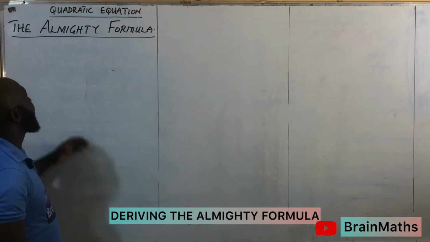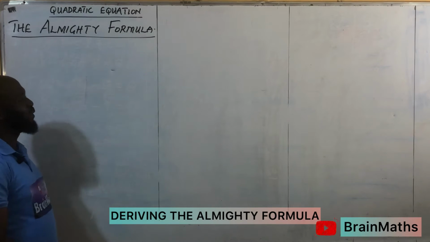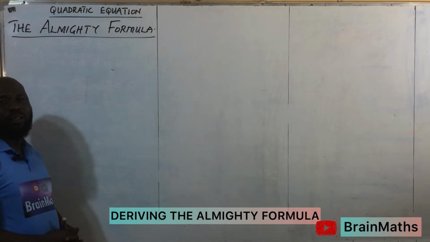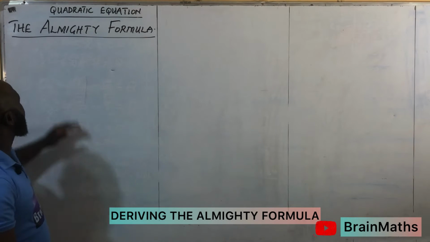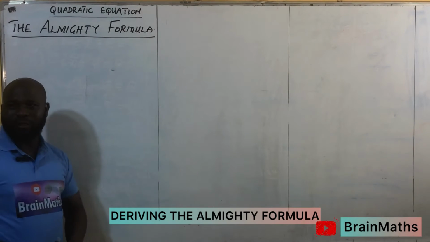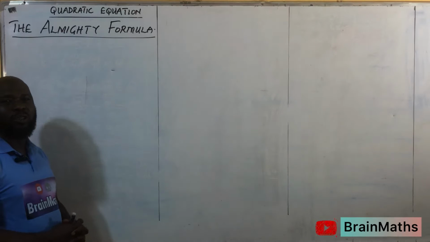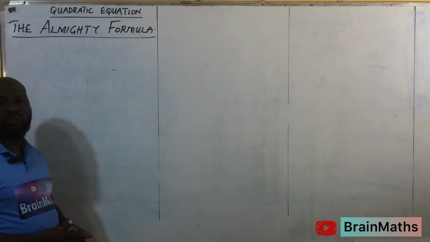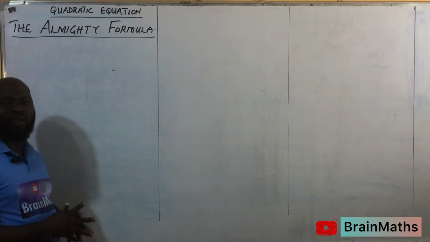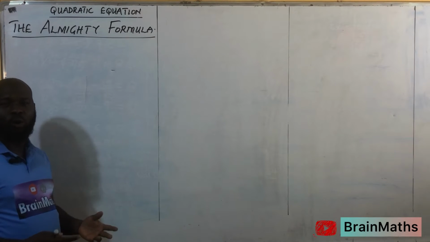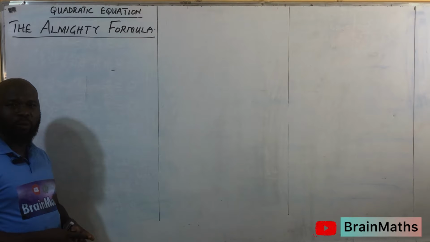In this video, we want to try to generate the quadratic formula, that is also called the almighty formula. This formula is used when you are trying to solve any quadratic equation that you find very difficult to solve by factorization method or the completing the square method.